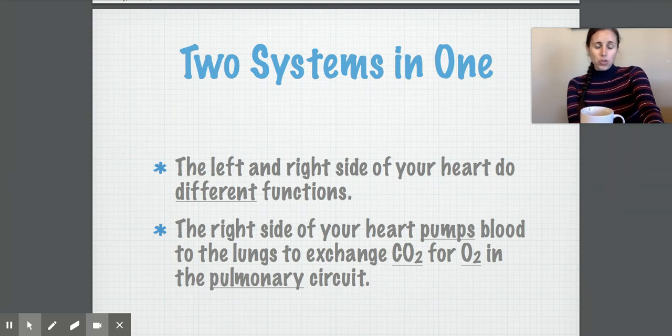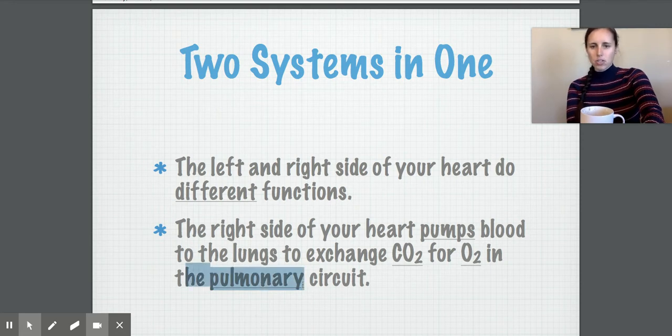Your body or your circulatory system is said to be two systems in one. The left and the right side actually do different things. So I mentioned this before. This isn't just written down in writing. So the right side of your heart pumps blood to the lungs. Why it's going to the lungs is to exchange CO2 for O2. So it wants to get rid of any carbon dioxide that was picked up from your cells as waste. And it also wants to pick up oxygen to deliver to your cells. This is called the pulmonary circuit. So anytime you hear the word pulmonary, I want you to think of lungs.